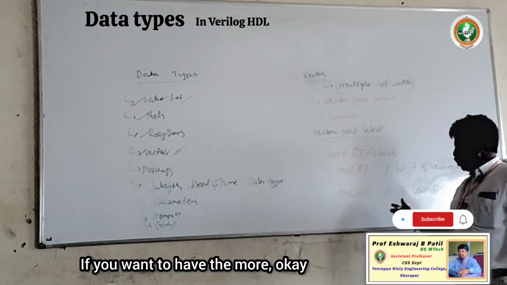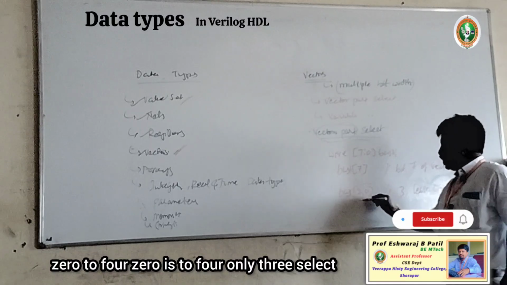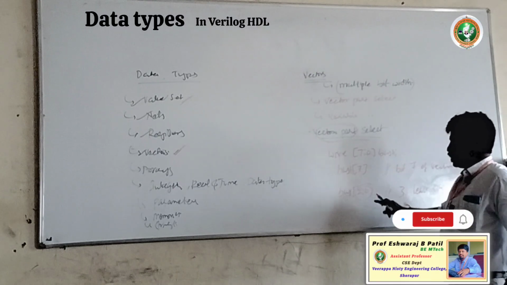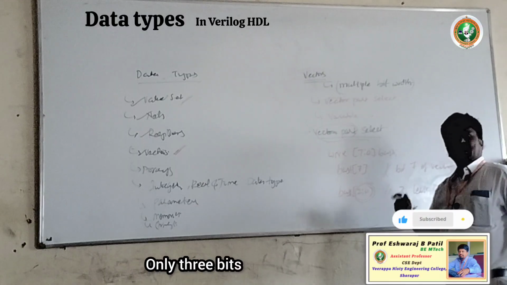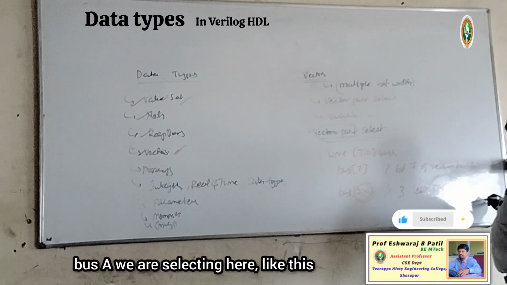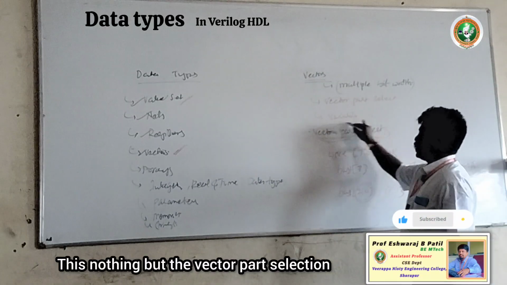If you want more, 0 to 4 will be there, and from that we select only 3. Here there is 0 to 7, which is 8 bits, and from those 8 bits, only the 3 bits which are the three least significant bits of the vector bus A we are selecting here. This is nothing but the vector part selection.